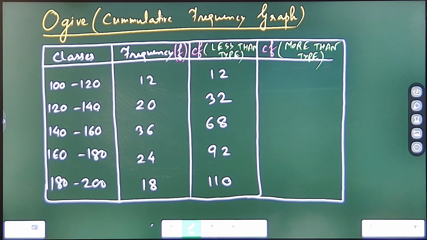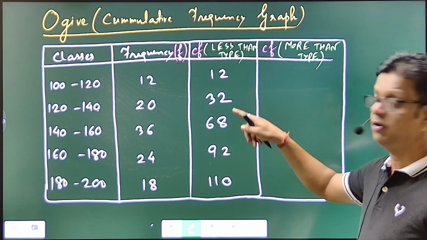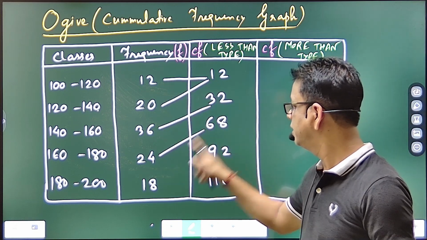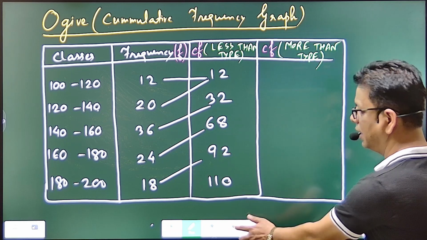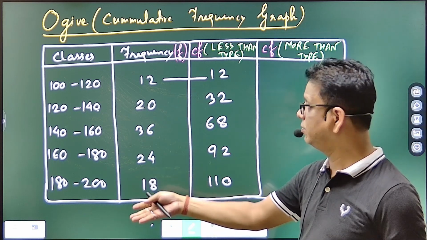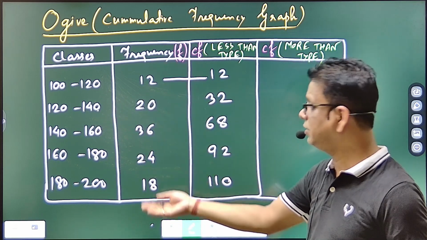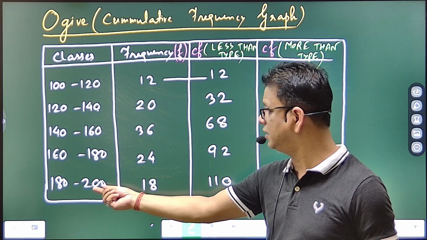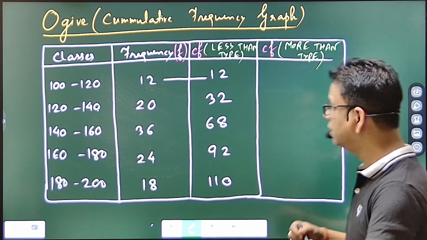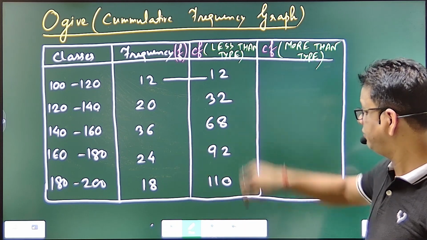Now, is it okay? So less than type cumulative frequency is the same thing that we have done. So this first number is this, then it goes this way. So it means less than 200. Less than 200, whatever the frequencies, all these frequencies are less than 200. Because when I talk about less than 200, less than 180, less than 160, all are included. Yes or no? So cumulative frequency for less than type is this way.